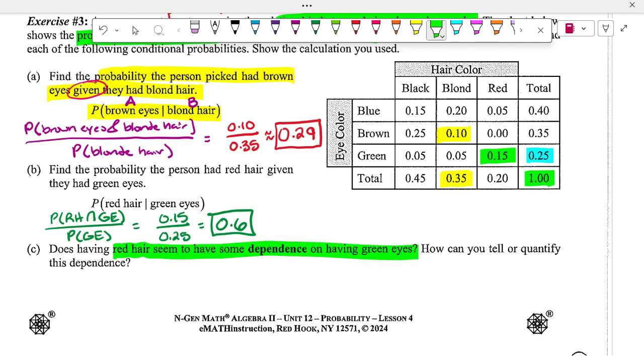We're saying that red hair has a dependence on green eyes, meaning that depending on whether you have green eyes or not, the probability that you have red hair will change. How do I check? We can't say anything until we know for sure. You've got to do red over green. You have to do green over red.